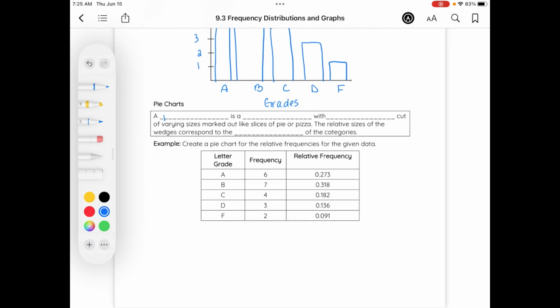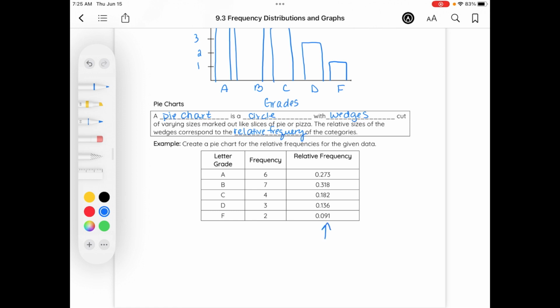A pie chart is another way we can represent the data. A pie chart is a circle with wedges cut of varying sizes, marked out like slices of pie or pizza. The size of the wedges corresponds to the relative frequency. So it's looking really at the percentage of the categories.